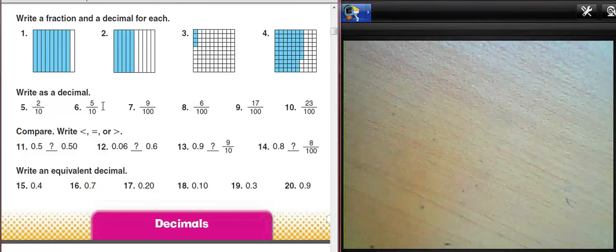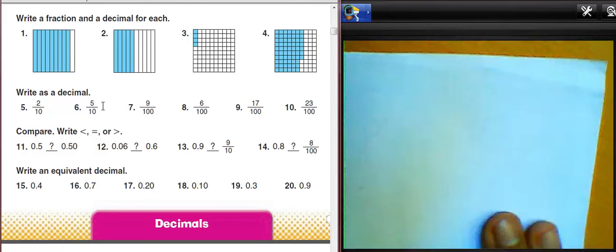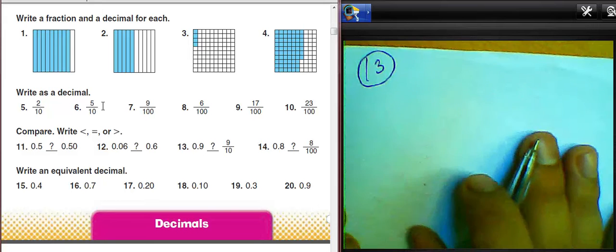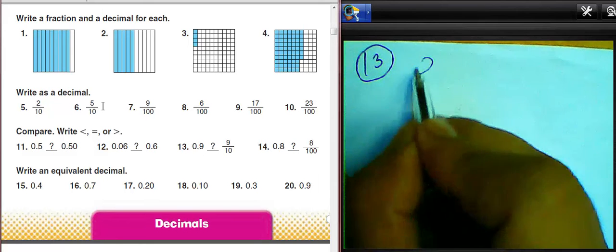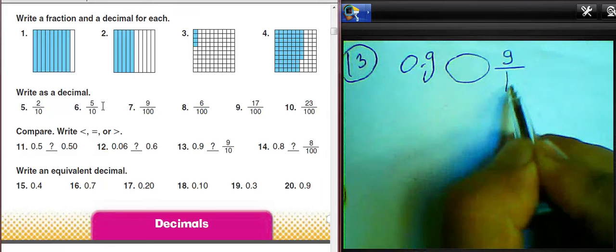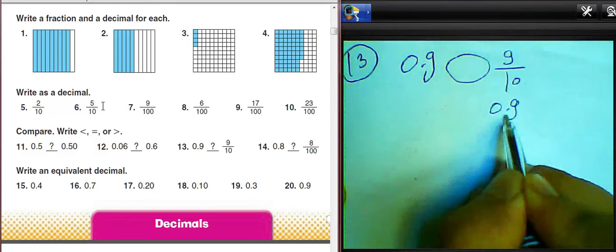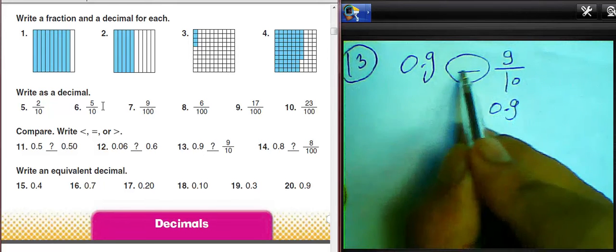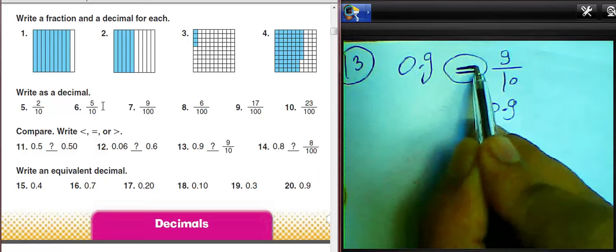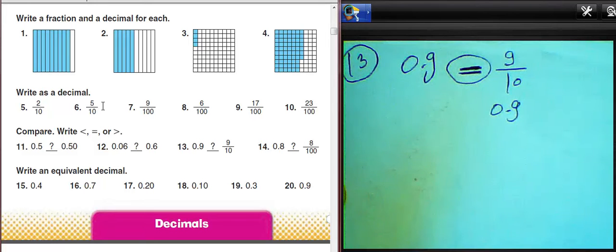And what about question 13? Look at here. Question 13. 0.9 tenths and 9 over 10. 9 over 10 equals 9 tenths. It will be equal. Okay. Question 14.